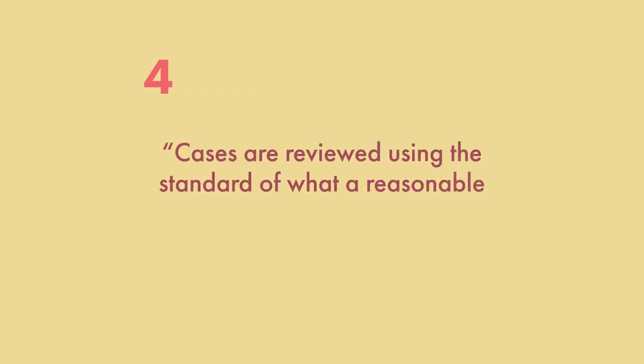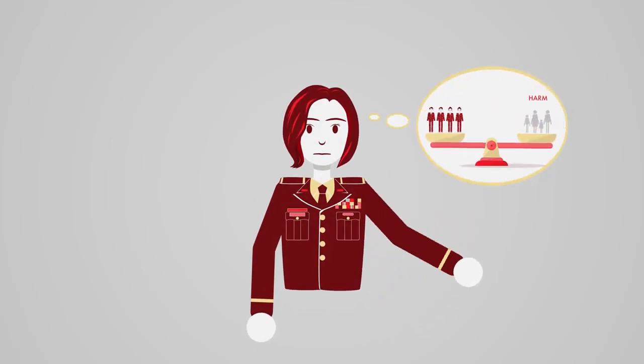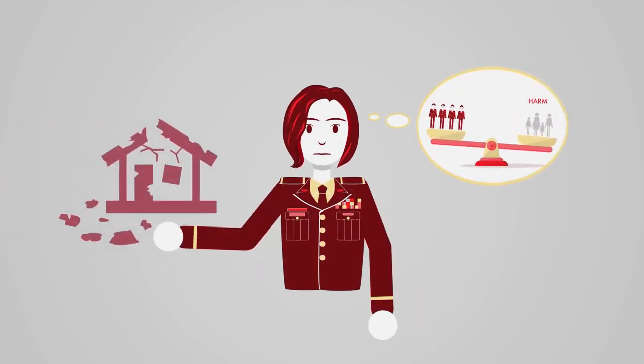Fourth, to determine if the principle of proportionality was properly followed, it is reviewed using the standard of what a reasonable commander would have done under similar circumstances known at the time the decision to attack was made. It is important to remember that the commander's decision is reviewed based on the information that was reasonably available at the time of the decision.